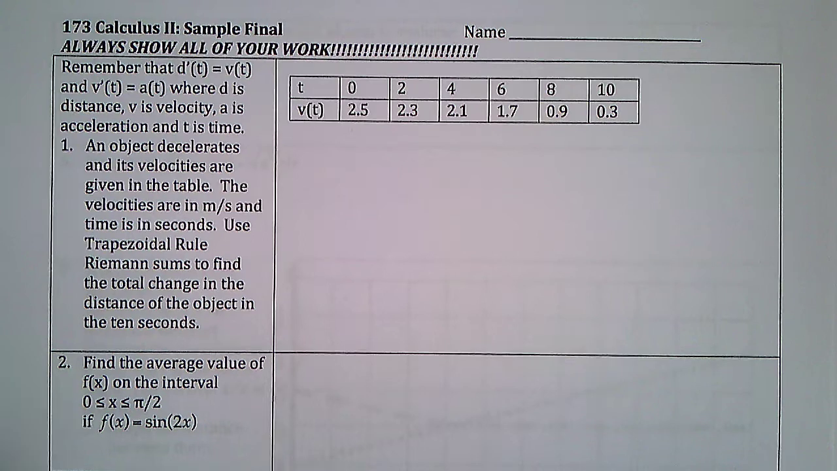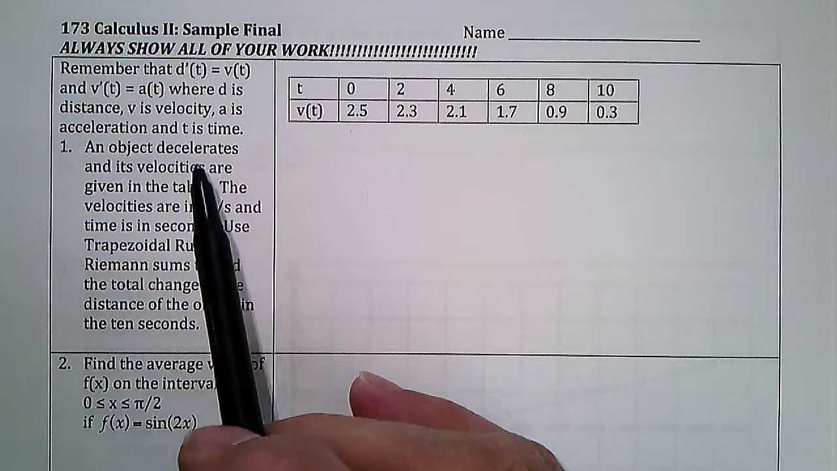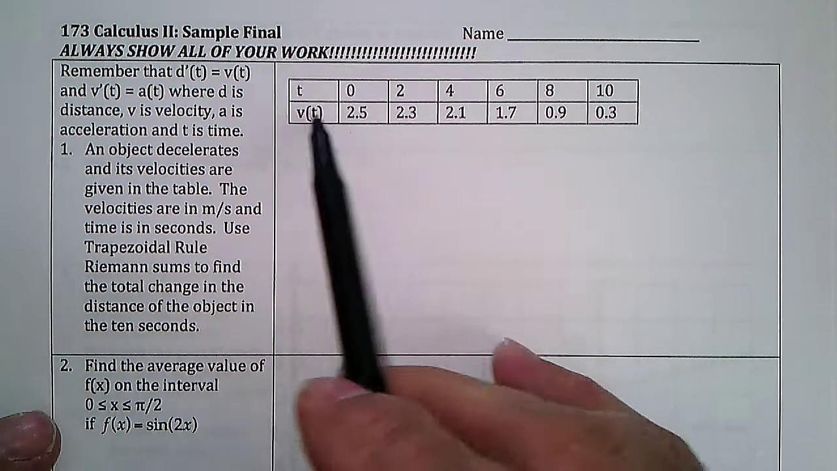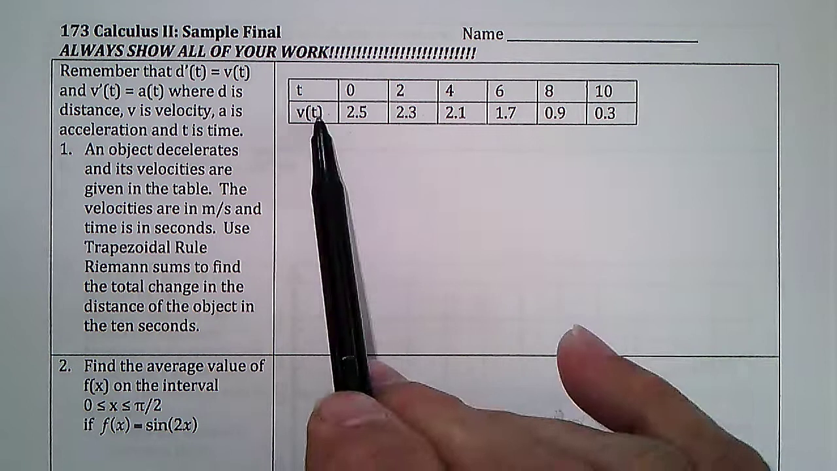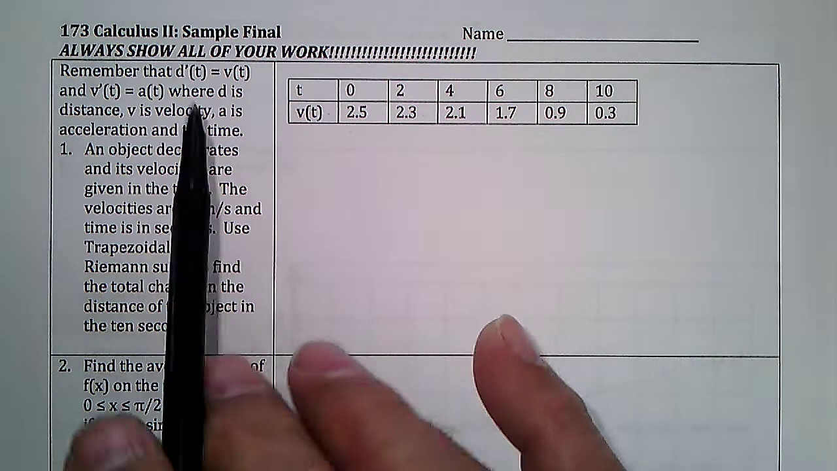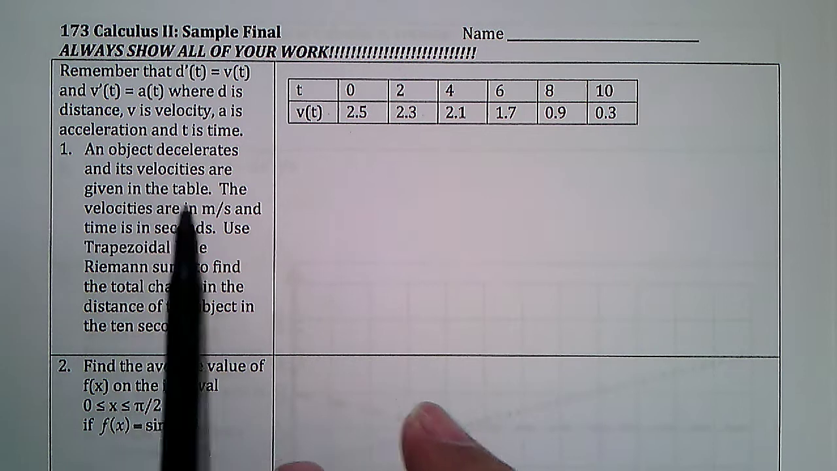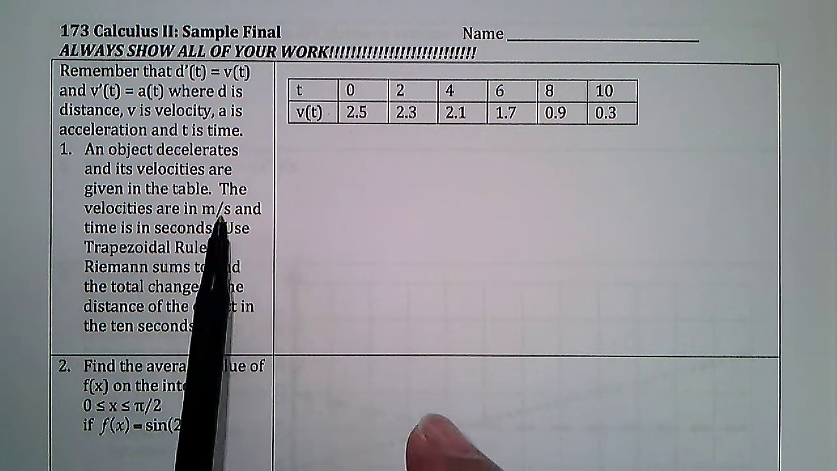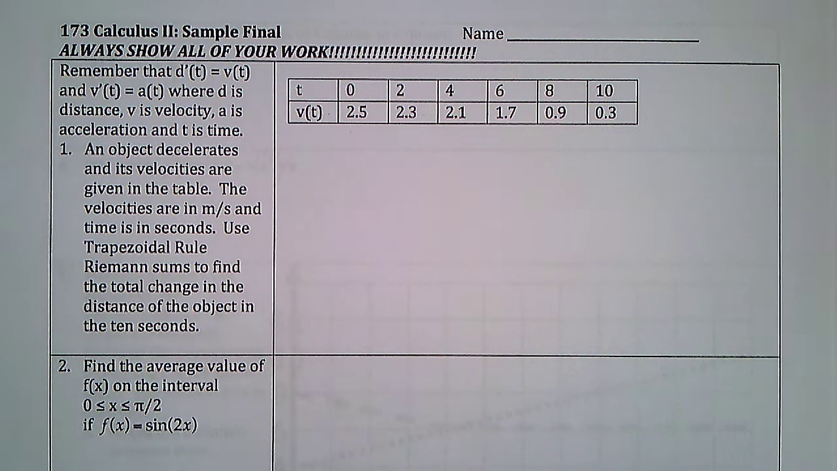Let's go over the sample final for Calc 2 here. It says this is a velocity table and this is the time. So the area under the velocity would be the distance, and it asks us to find... the velocities are in meters per second. Use the trapezoidal rule to find the total change in the distance of the object over 10 seconds.